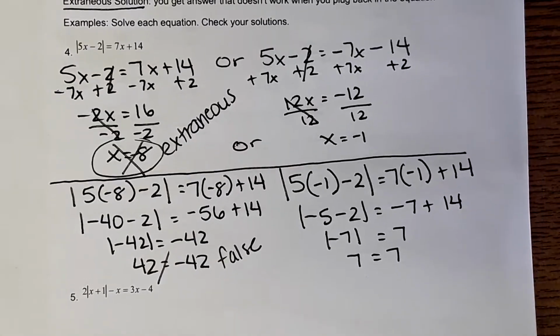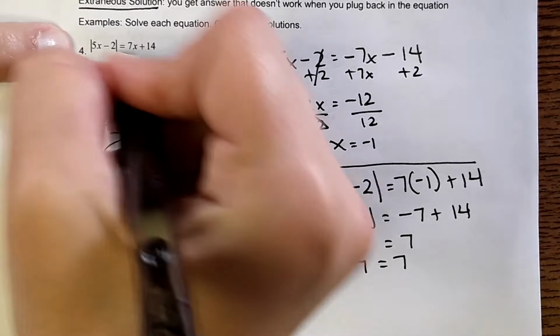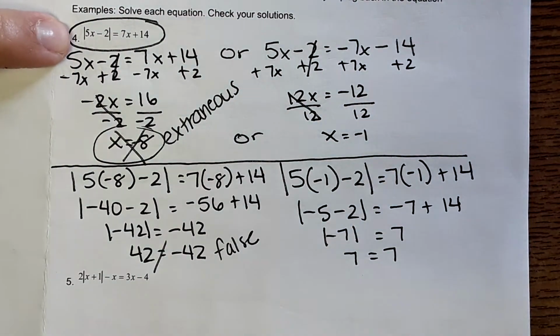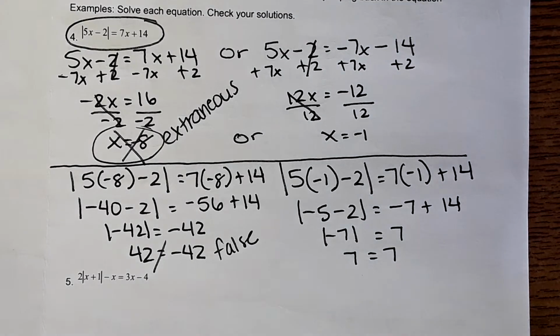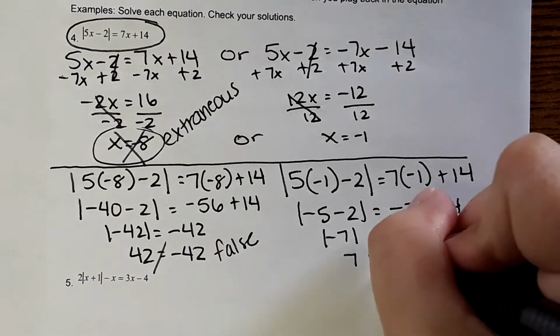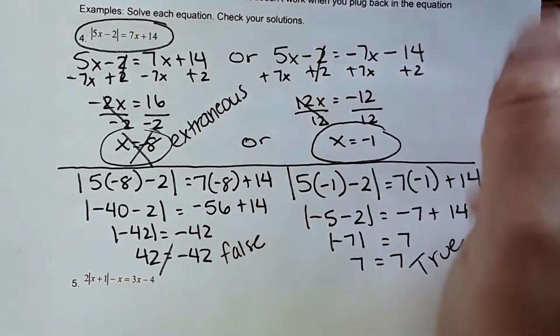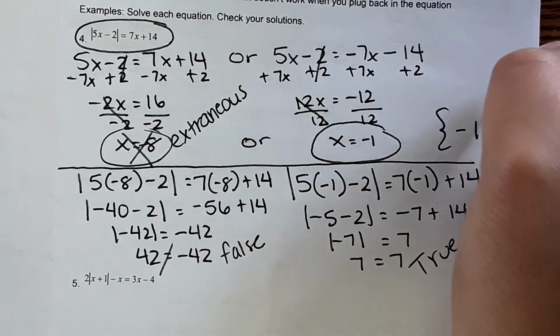Why is it plus 14? Because we're plugging it into the original. We're not plugging it into that. We're plugging it into the original. So 7 does equal 7, so this is true. This works. So this would be our one solution.